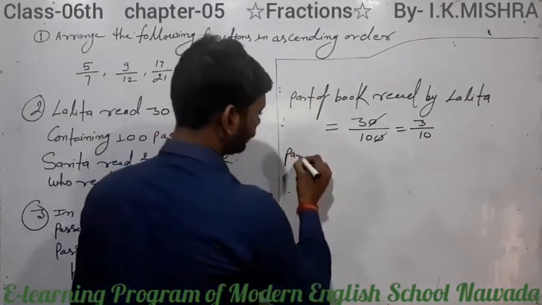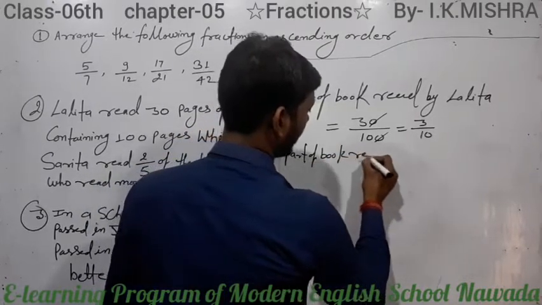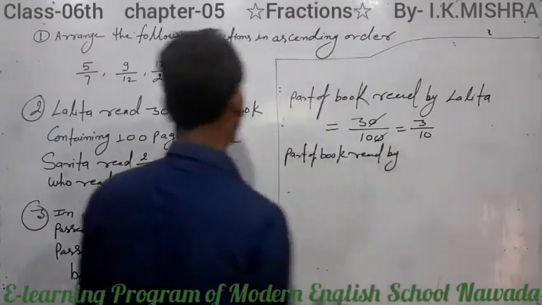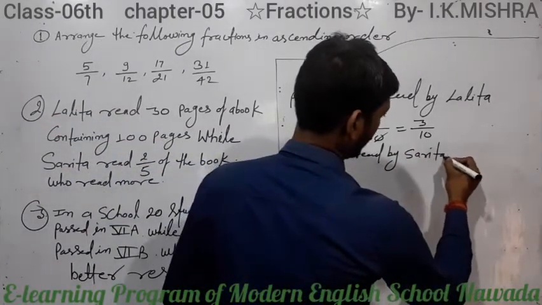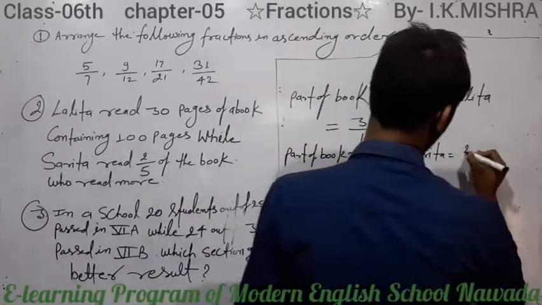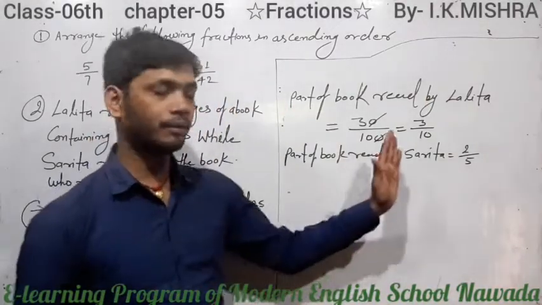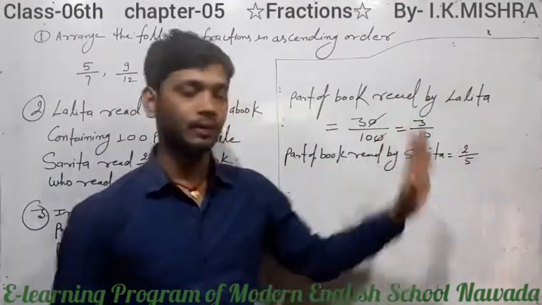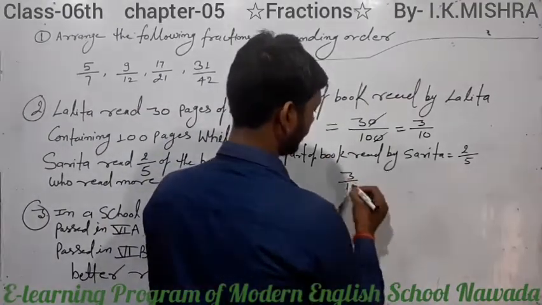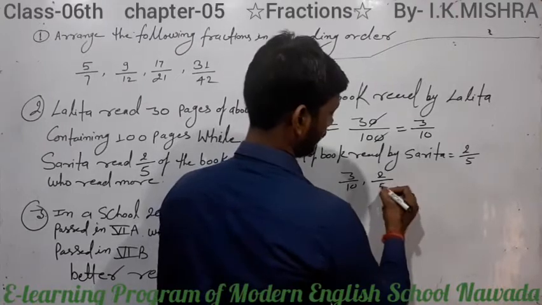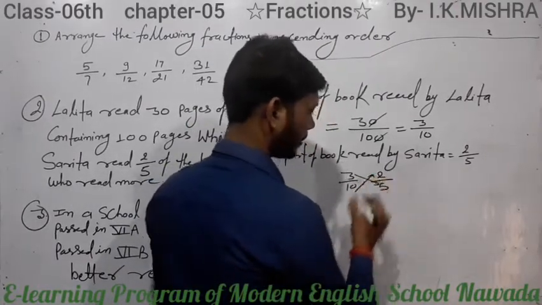Part of book read by Sarita is equal to 2 by 5. And here you have to compare whose part is larger. Students, when you have to compare, write 3 by 10 and 2 by 5, and cross multiply. First cross multiply this way, and cross multiply that way.